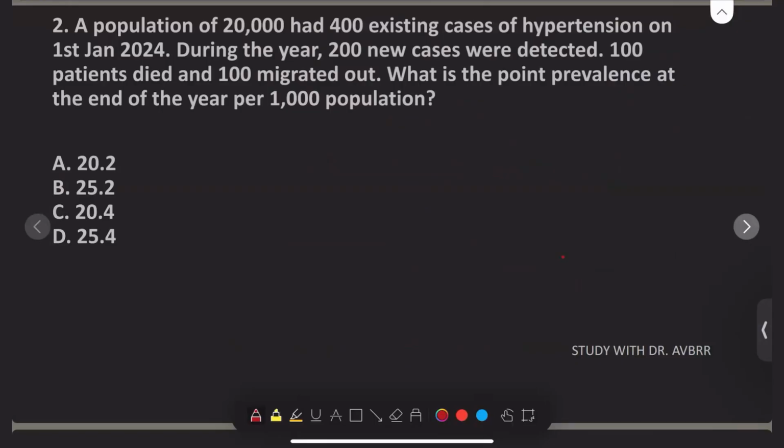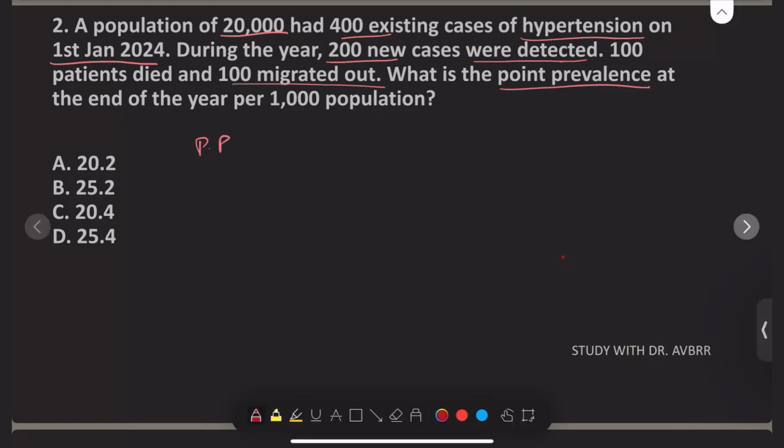A population of 20,000, 400 existing cases of hypertension on the 1st January 2024. During the year, 200 new cases were detected. 100 patients died and 100 migrated out. What is the point prevalence at the end of the year per 1,000 population? So they're asking for point prevalence at the end of the year.